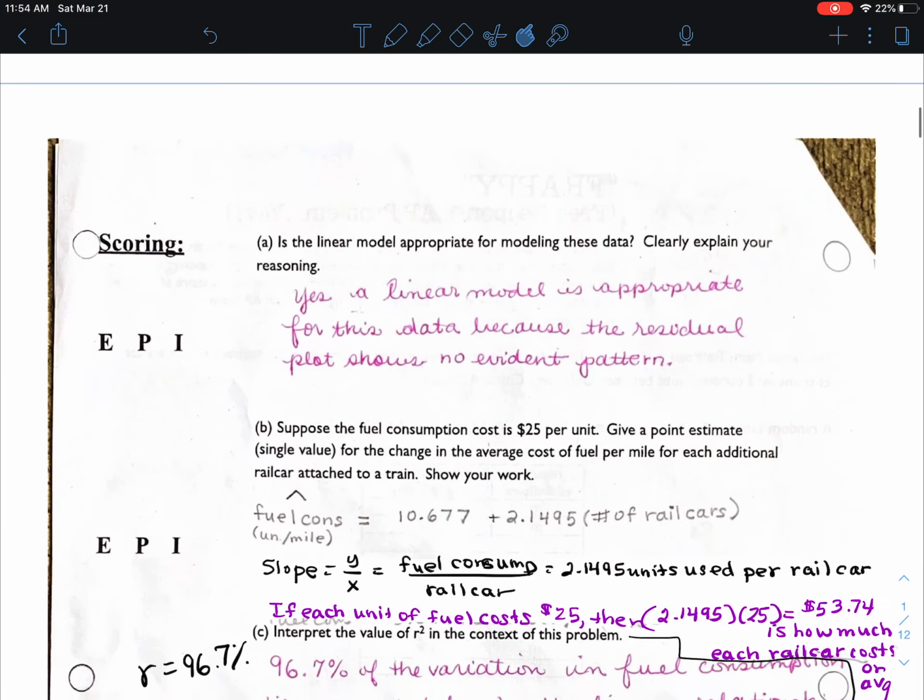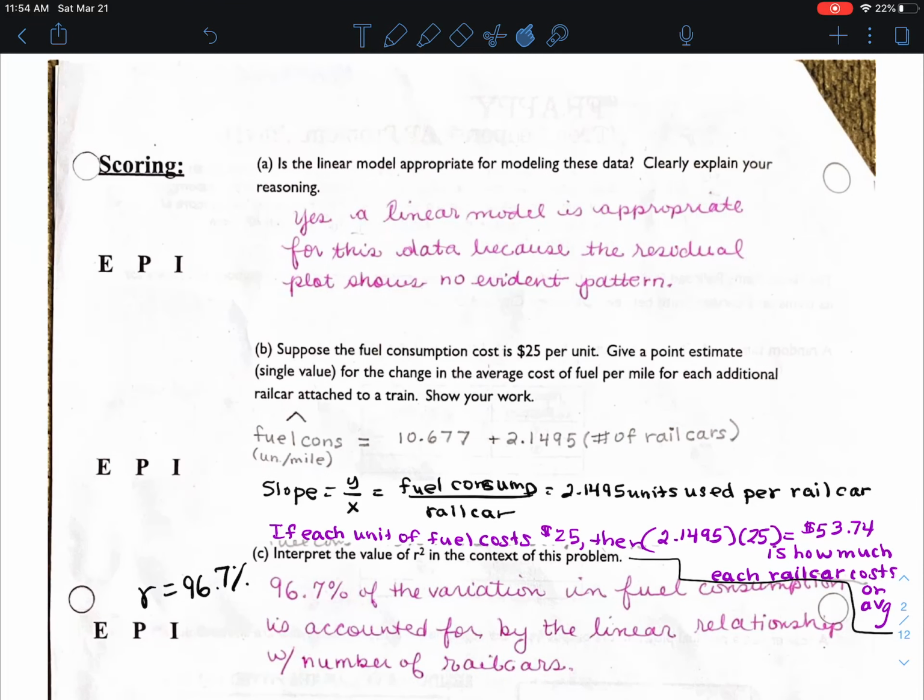Let's look at the first question here. It says, is the linear model appropriate for modeling the data? That means for making predictions and things like that. Is a linear model appropriate for this data? It's asking us to clearly explain our reasoning. Now the answer is yes, a linear model is appropriate, and you could have said one of two things. I like this way the best.